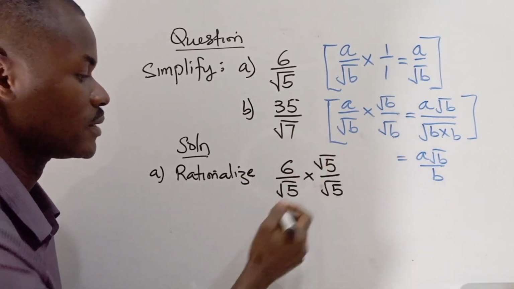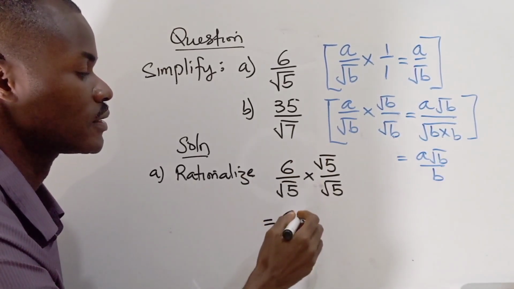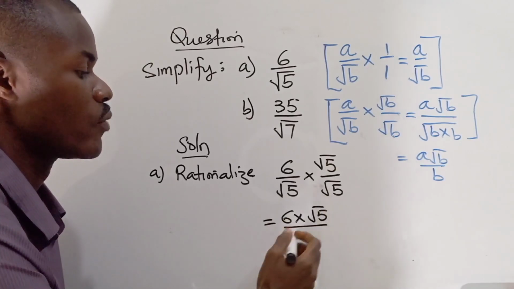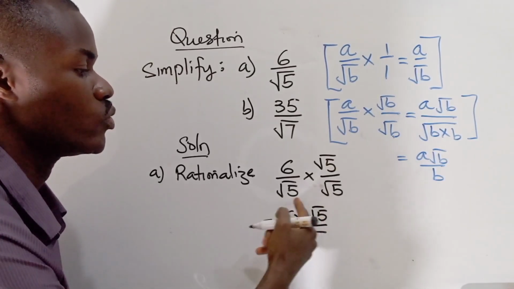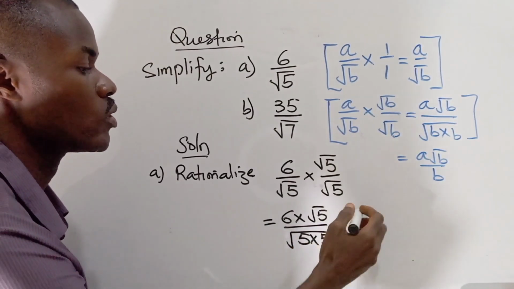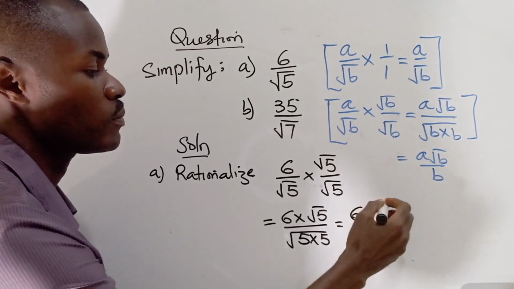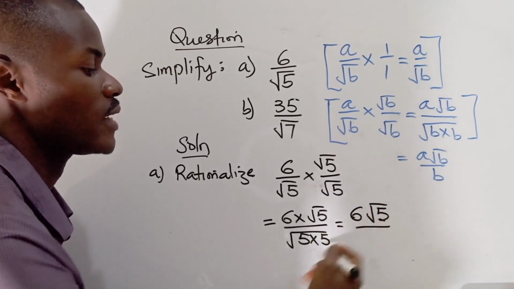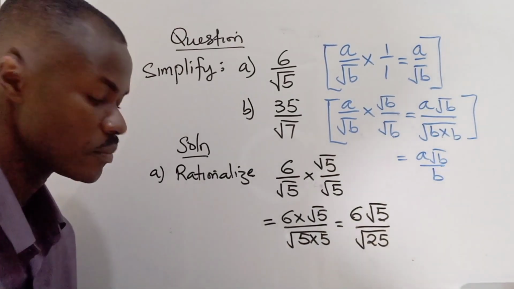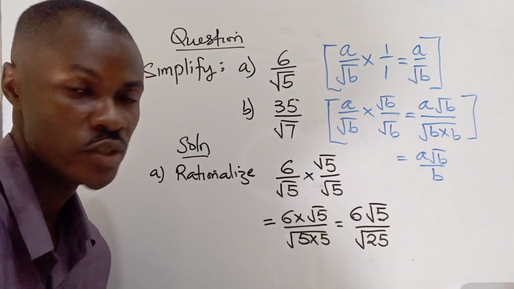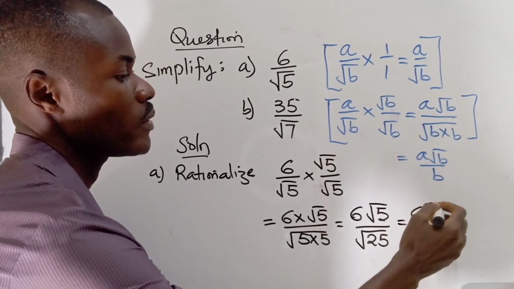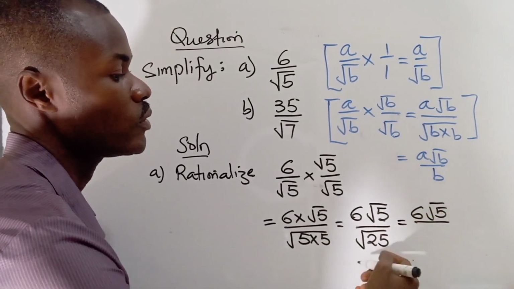So now we can solve this. Now I have 6 times this, so we have 6 times square root of 5 divide, and we have square root of, we can now say 5 times 5, which is equals to 6 multiplied by the square root of 5 divide the square root of 25. And the square root of 25 we know is 5, so our final answer here is 6 multiplied by root 5 divided by 5.